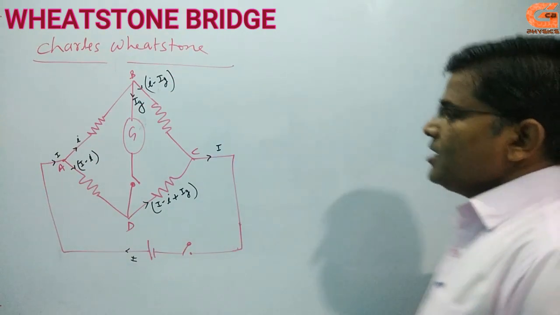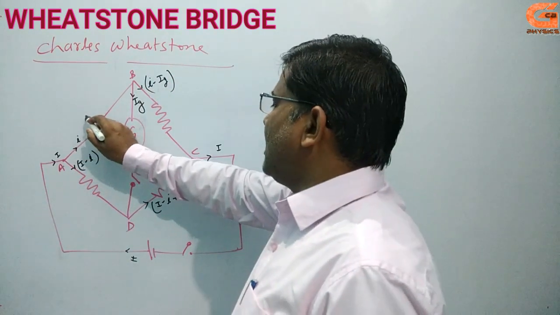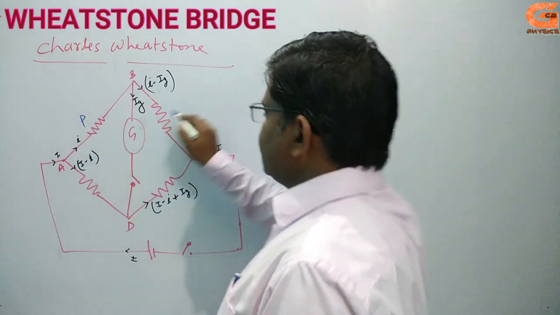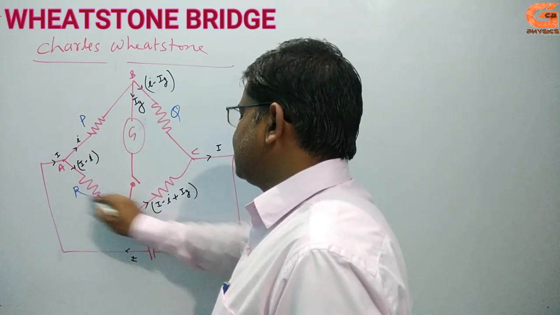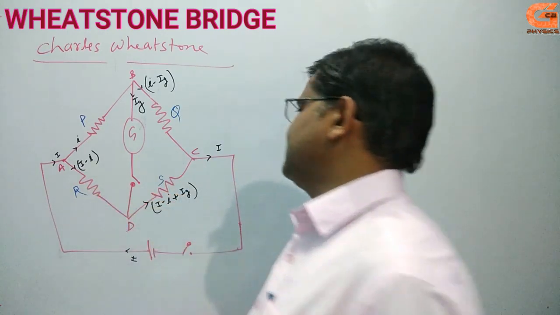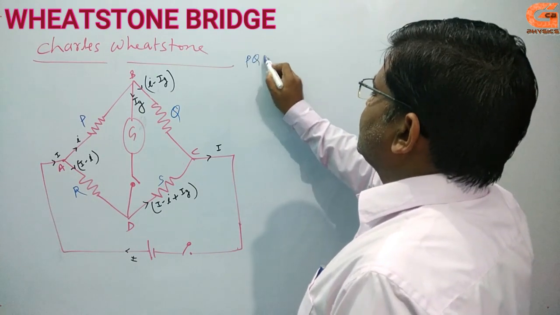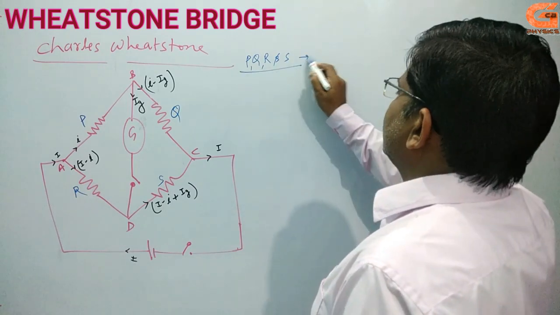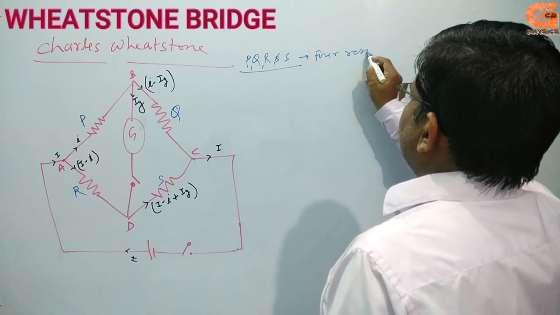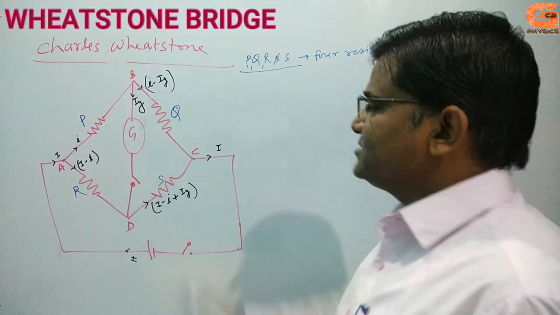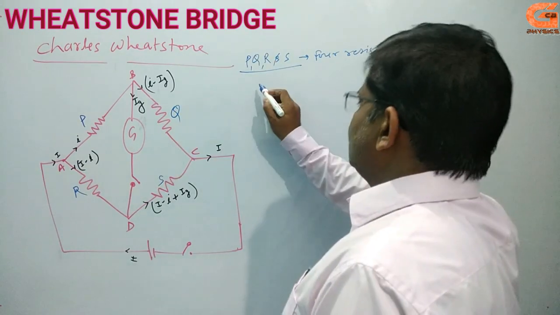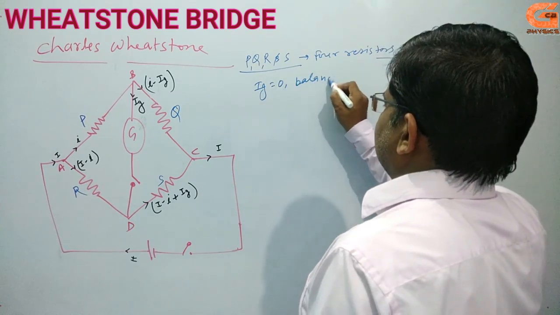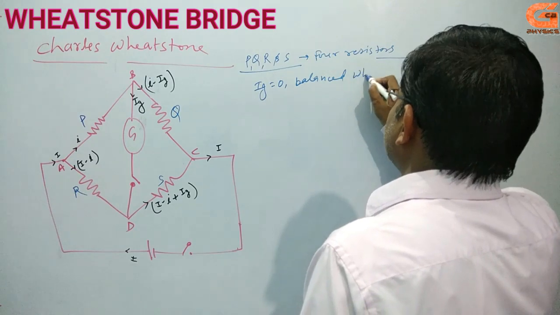The 4 resistors are P, Q, R and S. This is the resistor P, this is the resistor Q, this is the resistor R, and this is the resistor S. P, Q, R and S are 4 resistors arranged in this way, and when there is no current flowing through the galvanometer, Ig is equal to 0. This is called the balanced condition. This is the balanced Wheatstone bridge.